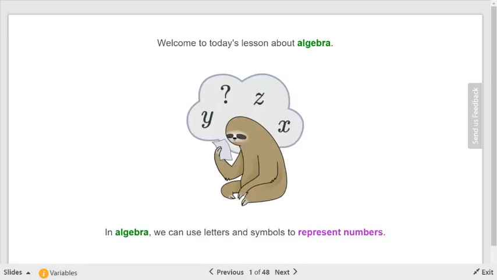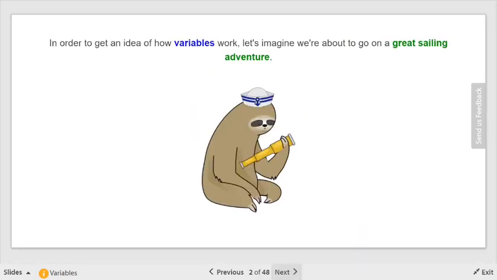We've talked about terms and those ideas. Let's go to Education Perfect and get some samples and ideas of what they do. So in algebra, you use letters or symbols to represent numbers. Those letters are unknowns. In order to get an idea of how variables work, they're going to take you on a sailing adventure.